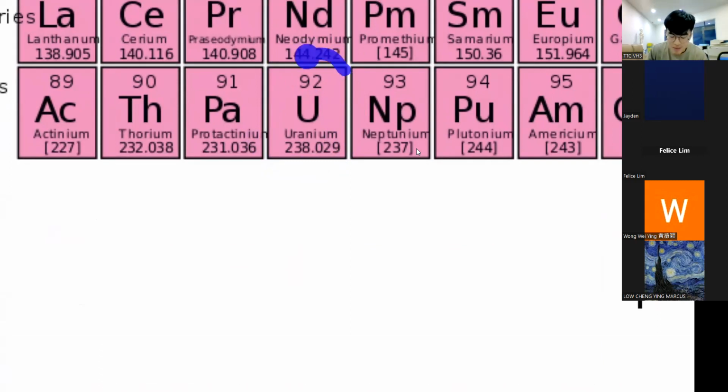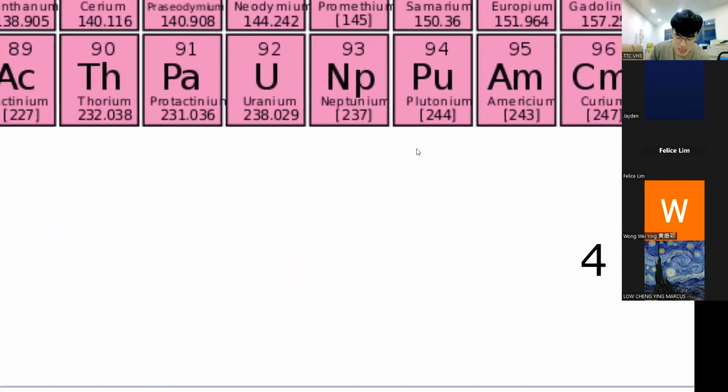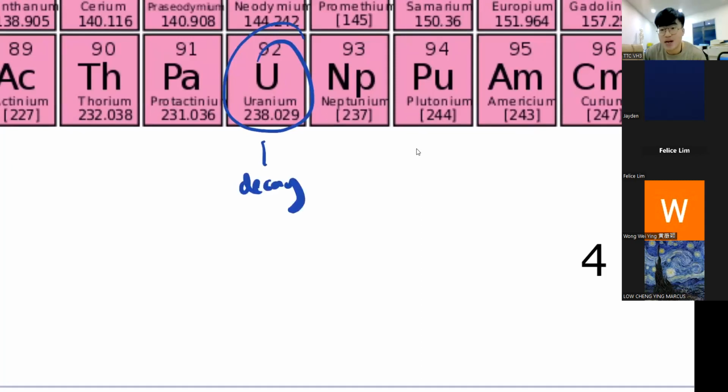Okay, guys, uranium, this thing is used in what we call radioactive decay. Okay, radioactive decay. Okay, what is this? Wow, Ethan, you know this? Okay, so guys, uranium has two uses. One is for electricity.